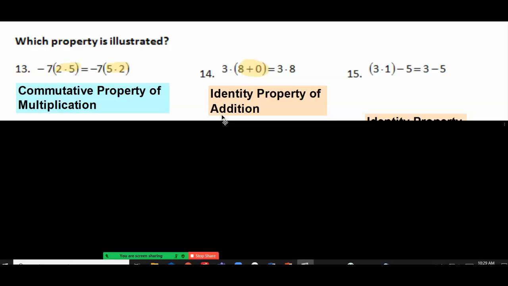In 15, we have times 1. If you're multiplying by 1, that's your identity. And again, you're multiplying, so it's multiplication.